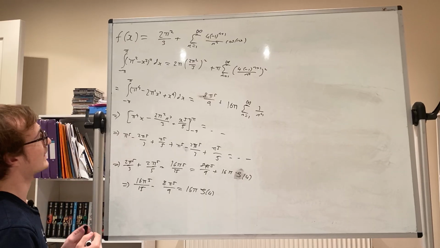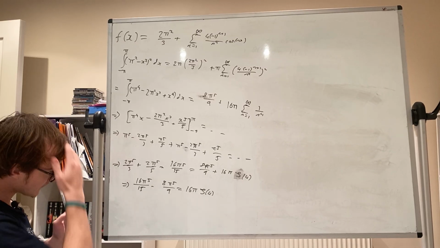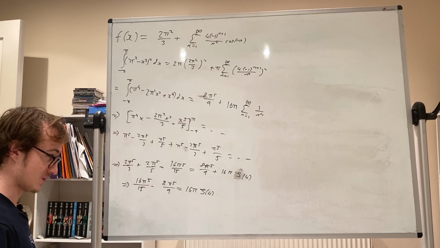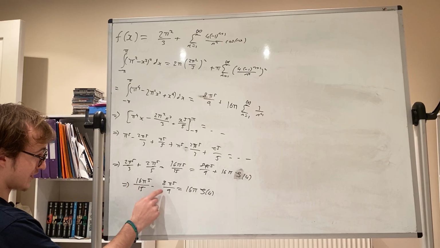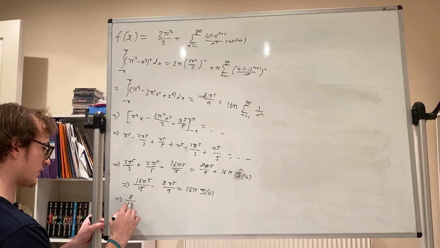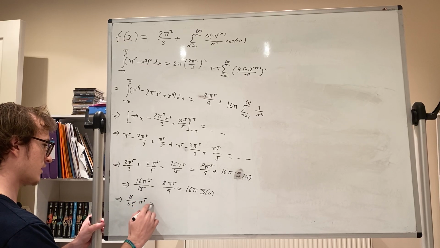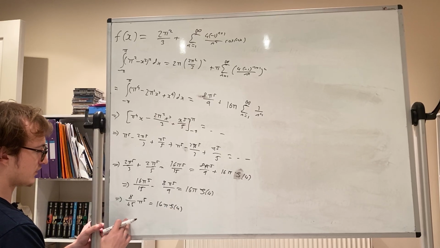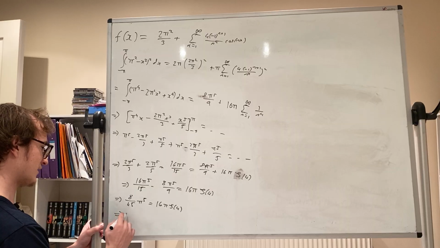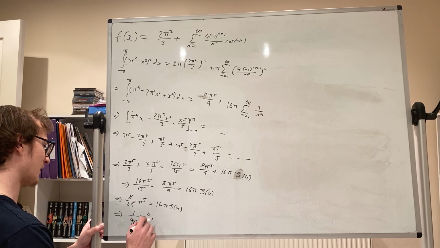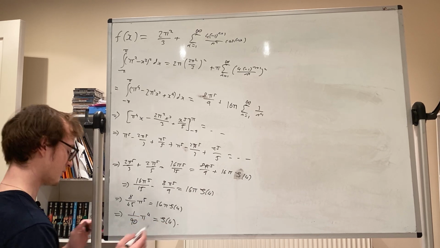Now, okay, what does this mean? Well, what is 16 over 15 minus 8 over 9? Well, times this by 3, you get 48. Times this by 5, you get 40. 48 minus 40 is 8. This implies that 8 over 45 pi to the 5th is equal to 16 pi zeta of 4. Divide both sides by 16 pi, and indeed, thank goodness there's no errors. You do indeed get that 1 over 90 pi to the 4 is equal to zeta of 4. Boom.